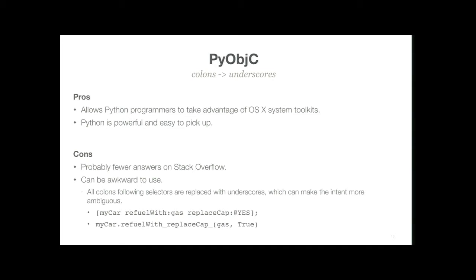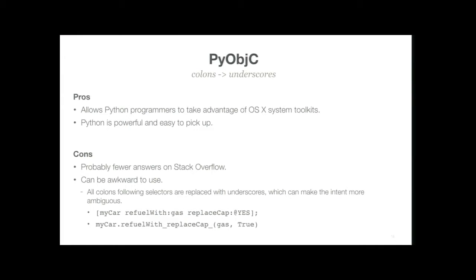PyObjC is going to be the first demo we're going over. Some of the pros that I've noticed when working with it: it allows Python developers to take advantage of OS X system frameworks, which is its stated goal and purpose. And Python as a language is extremely powerful and pretty easy to pick up. Some of the cons, I think, are that the community's probably not as huge as developers working with Objective-C directly. So if you're stuck, you might not be able to find an answer on Stack Overflow, for example.